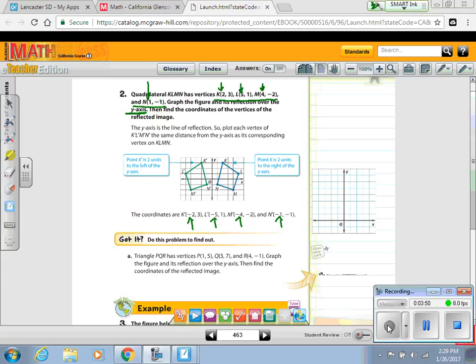So we're going to go ahead and try example A. Triangle PQR has vertices (1, 5), (3, 7), and (4, -1). So we're going to graph that, which is (1, 5). That is P. And (3, 7), Q. And R is (4, -1). So here's our pre-image.